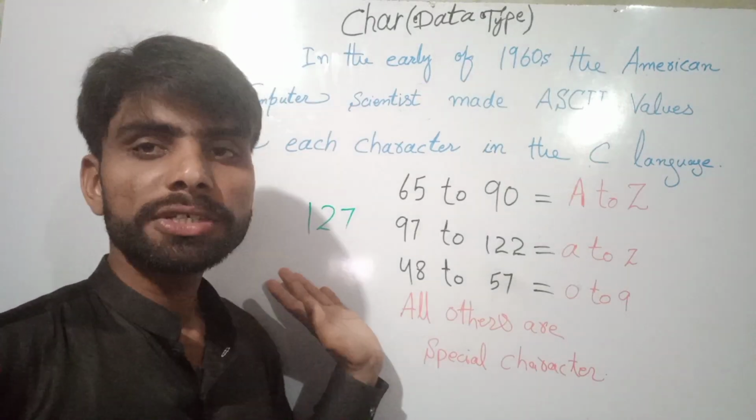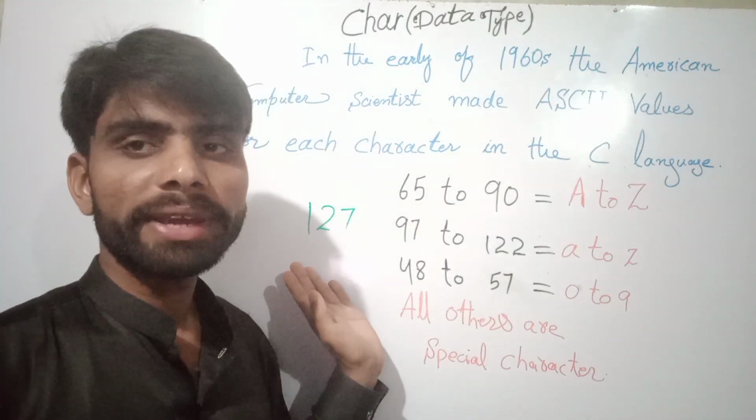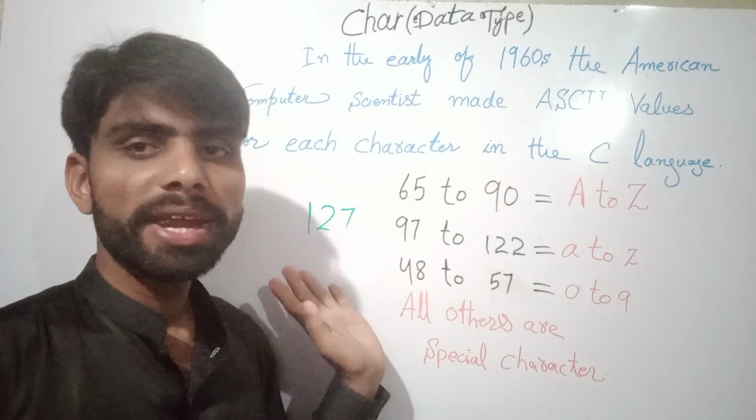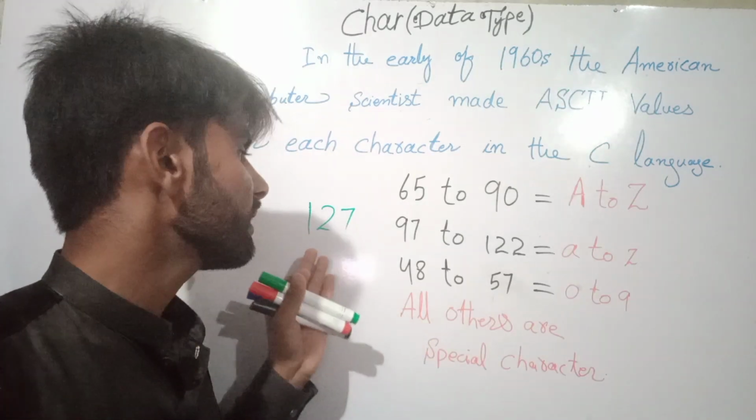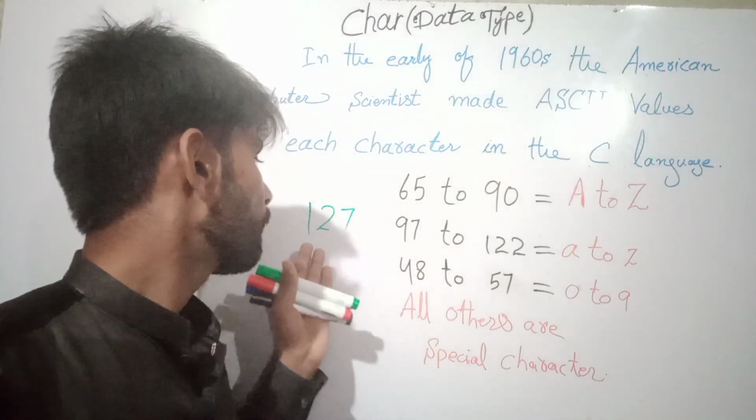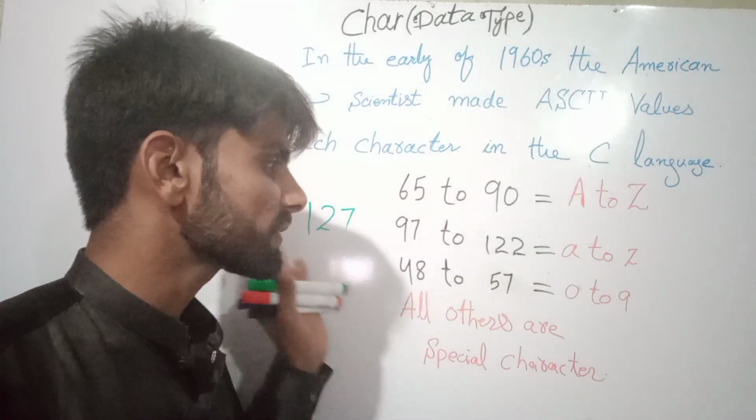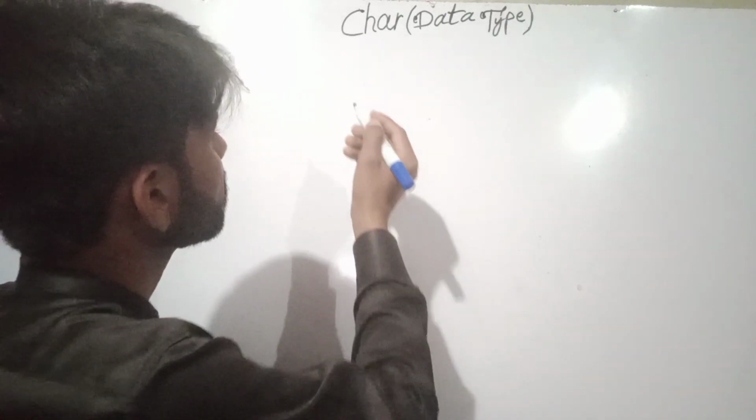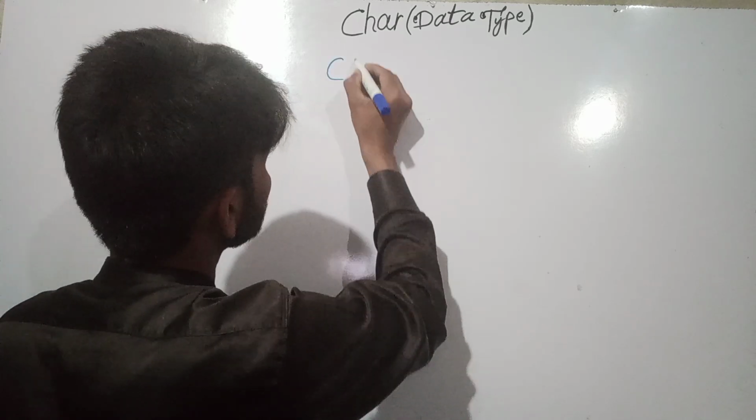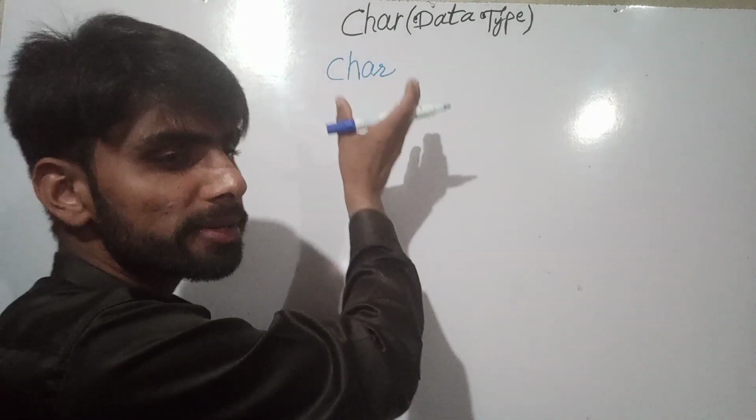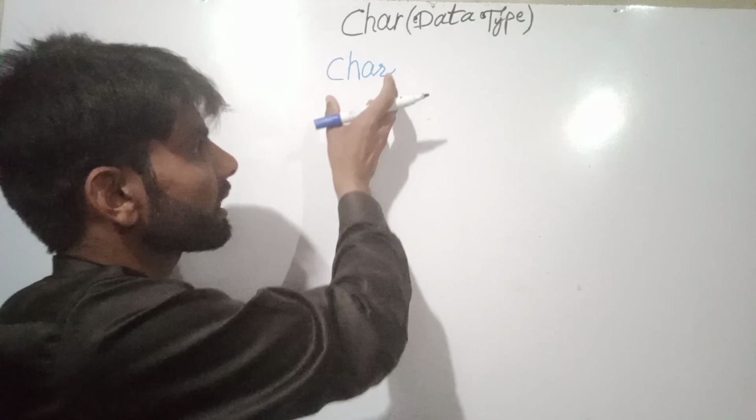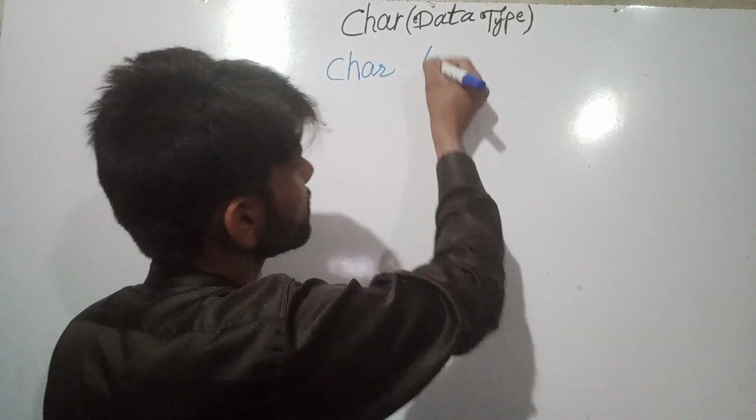In the description I'll show you all the details. You can check it and understand it. So that's why the char data type range is 127. Character data type is represented in the C language by char, and the format specifier for the character data type is %c.